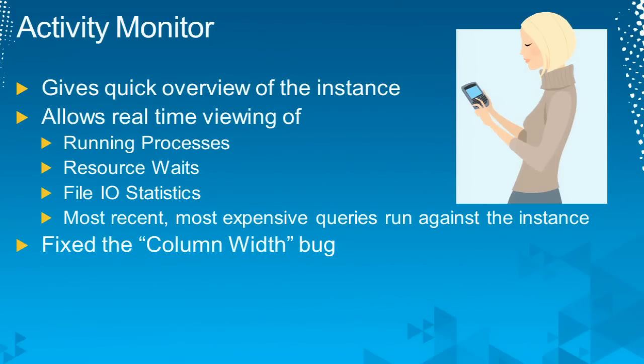Basically, click on Activity Monitor, and it'll show you top running processes, a bunch of graphs about it. One of the big complaints with Activity Monitor was you couldn't make the columns bigger. Has anybody tried doing that and not had it work? That is going to be fixed.